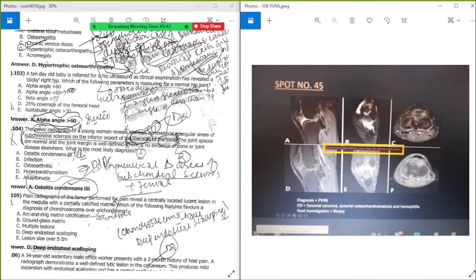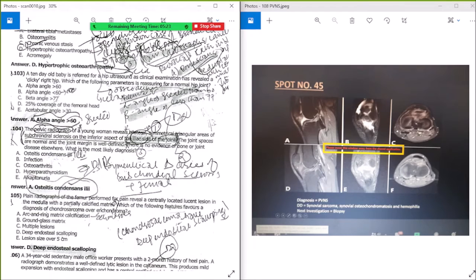Question 103. A 10-week-old baby is referred for hip ultrasound as the clinical examination revealed a clicky right hip, requiring reassurance for a normal hip joint. An alpha angle greater than 60 is normal, and the beta angle should be less than 55. Alpha angle greater than 60 and beta angle less than 55 is normal.